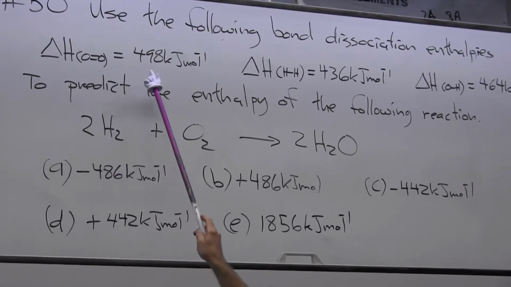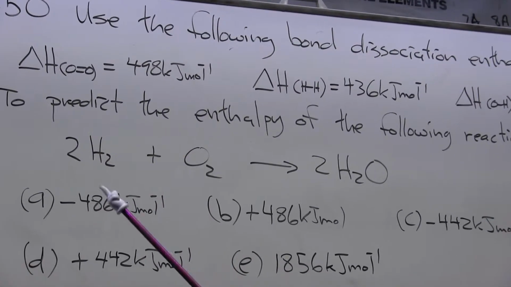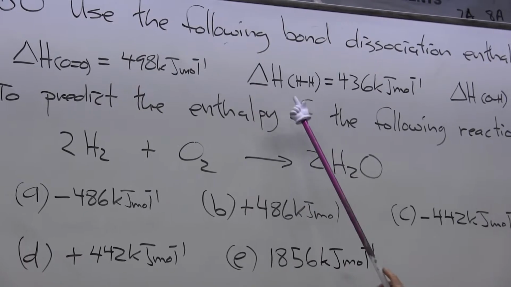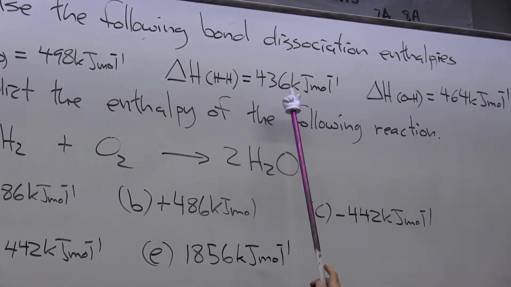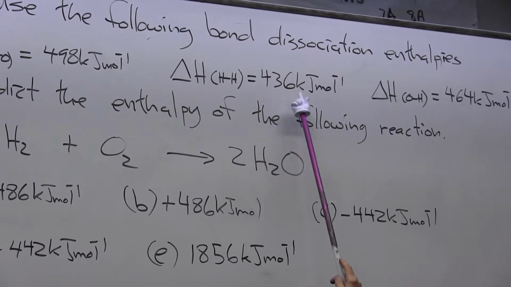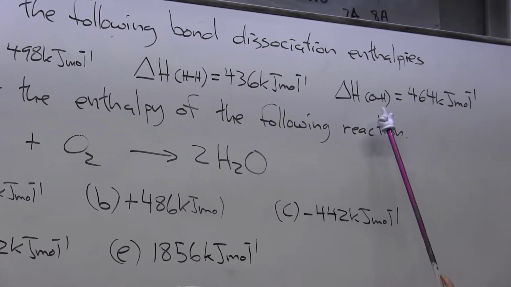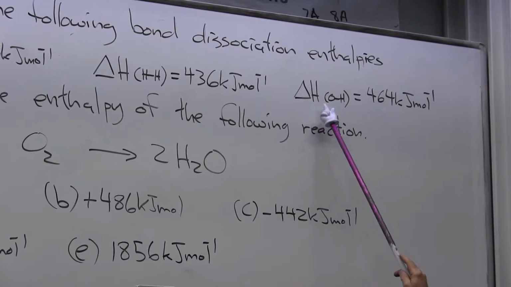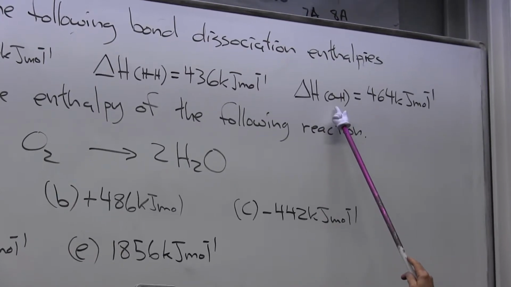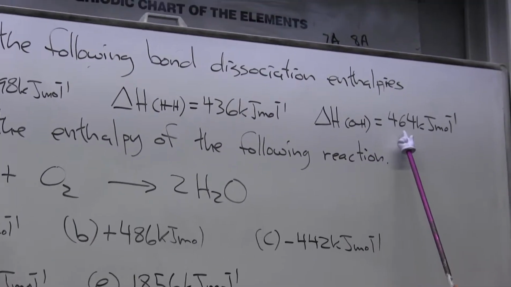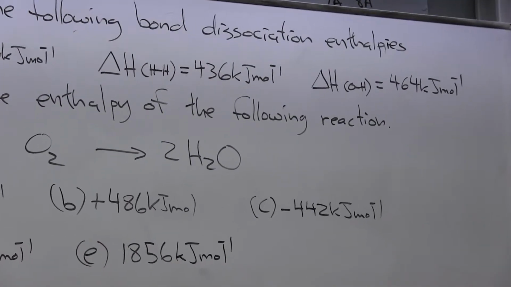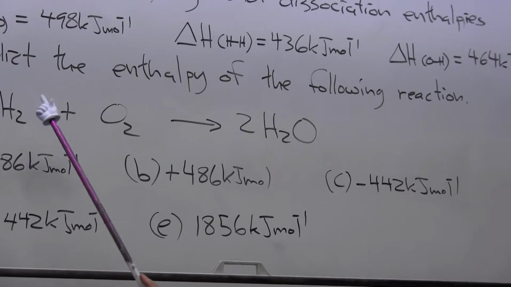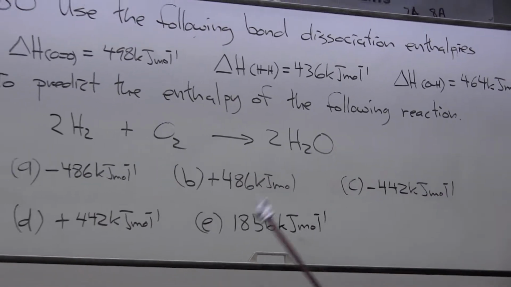oxygen-oxygen double bond is 498 kilojoules per mole. Delta H for the hydrogen-hydrogen single bond, there is no other, is 436 kilojoules per mole. And the delta H, or the enthalpy of the oxygen-hydrogen single bond, is 464 kilojoules per mole. And use that to predict the enthalpy of the following reaction.